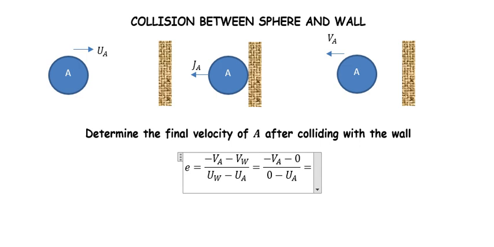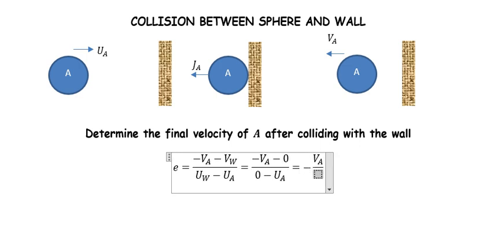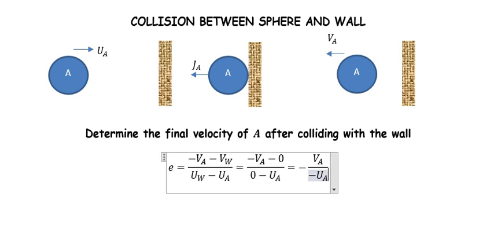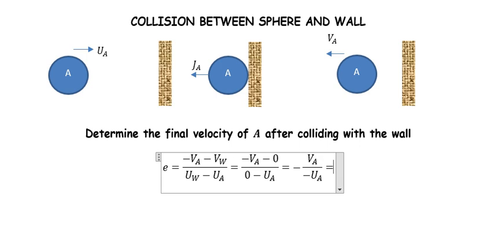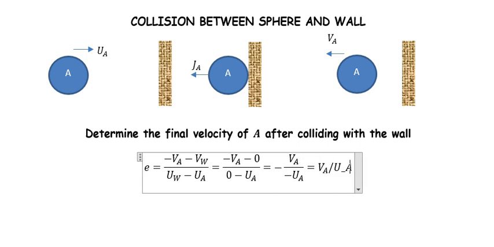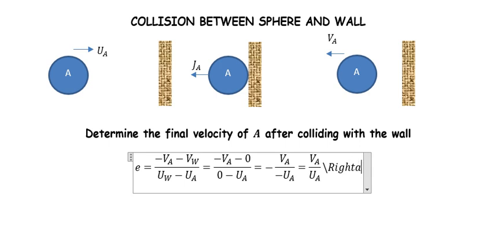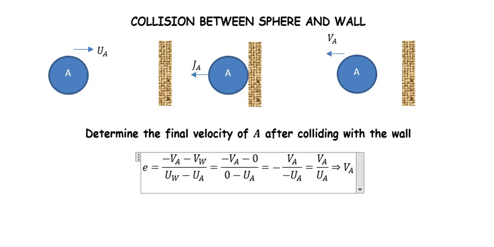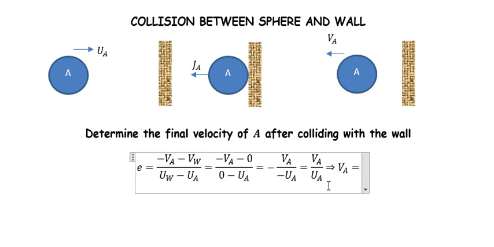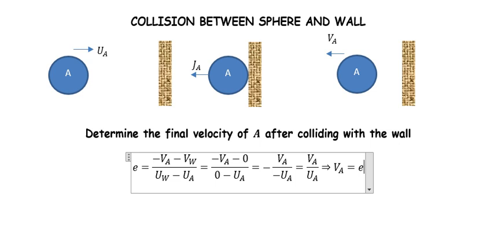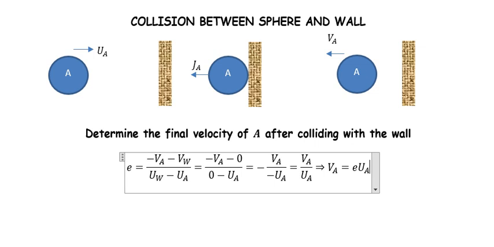Now if we simplify, we are just going to have negative VA divided by negative UA. The negative signs cancel and we are going to have VA divided by UA, which therefore means that after a body collides with a wall, the final speed or the final velocity it acquires is just given by the coefficient of restitution between the sphere and the wall times the velocity that the sphere used to move to the wall. Because if I take this E times UA, I'm going to have VA. So take your time to really analyze and understand this.